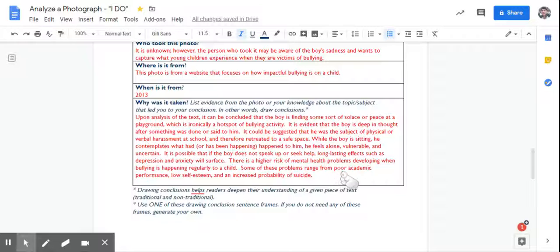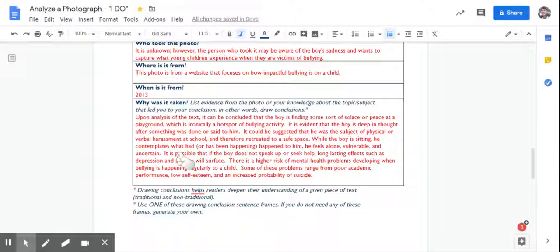Some of these problems range from poor academic performance, low self-esteem, and an increased probability of suicide. So you'll see what I did here. I start my analysis directly with the text, right? I talk about how he's deep in thought.